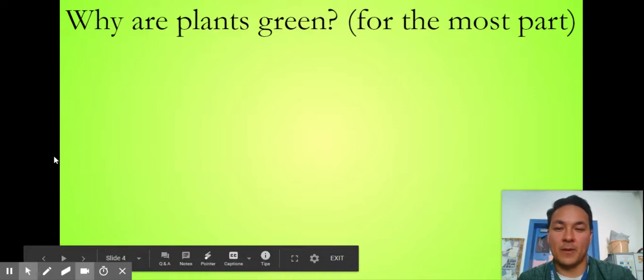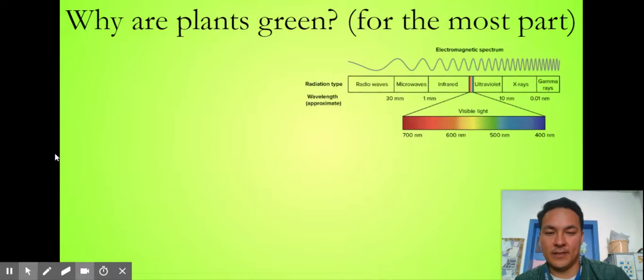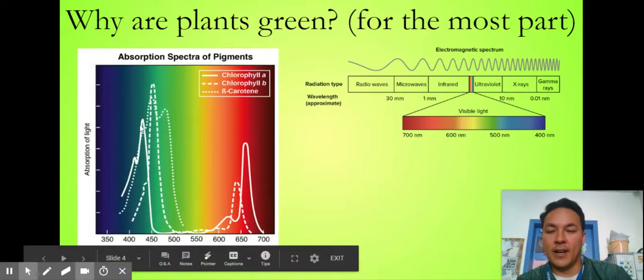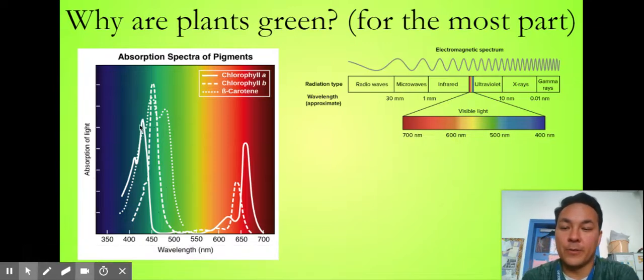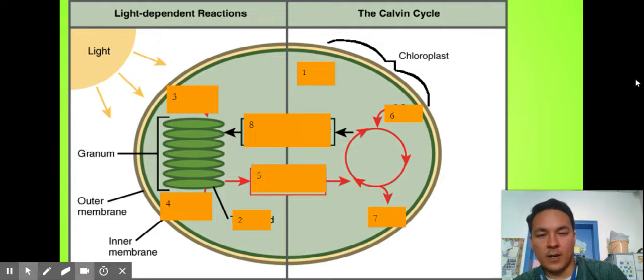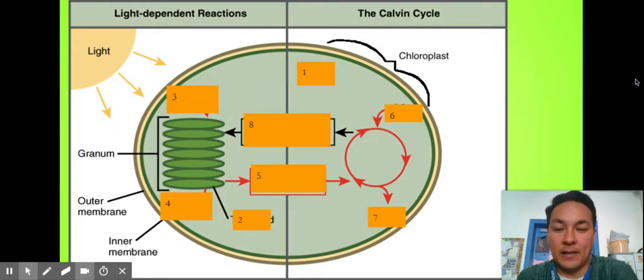So let's do this. So why are plants green? All right, so hopefully you remember that they reflect green light. So here, many of you did this for your virtual lab, and you showed that they're really able to absorb blue and red light. And then they reflect green. So when you put the green light on the plant, it did not do a lot of photosynthesis. So that's cool. Okay, here is a model of what's going on in photosynthesis.